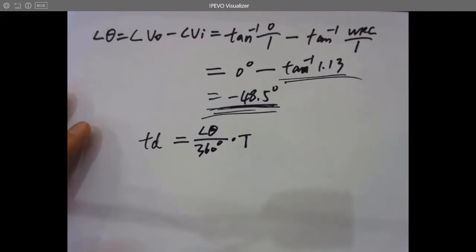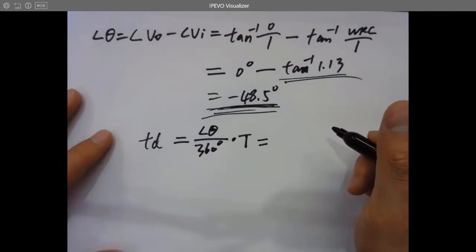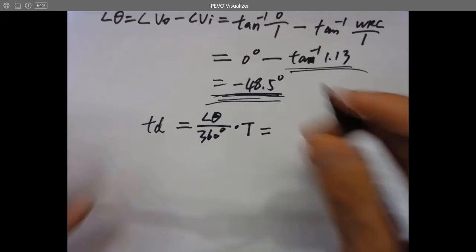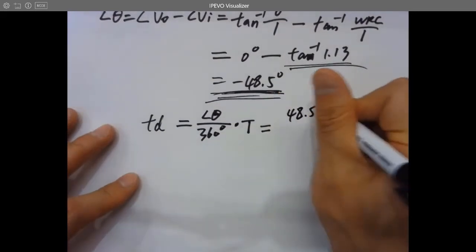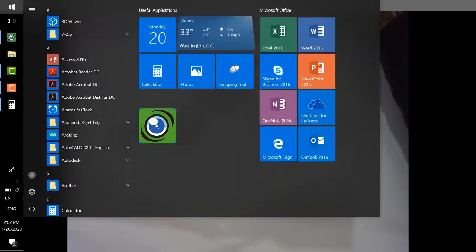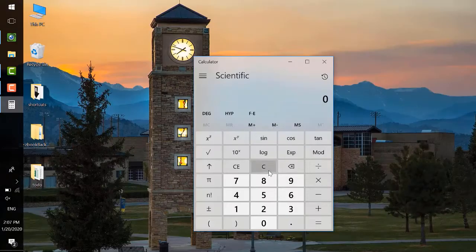What is the period? It's a 60 hertz. So the period will be 1/60. So it's going to be 48.5 degree over 360 degree times 1/60. What's the unit? Seconds. So let's find out. 48.5 divided by 360 equals this, and divided by 60 again. So that's 2.2 milliseconds, right? 2.2 milliseconds.